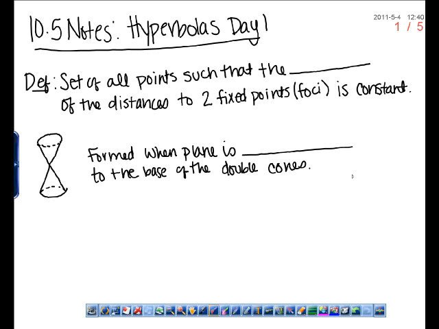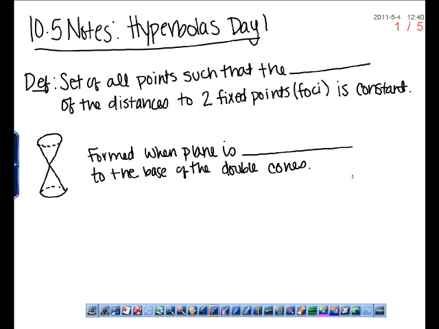Okay, so a hyperbola. Remind me what we knew about hyperbolas after that first day. Well, what's something that sets it apart from the other conic sections? There's two pieces, right? One on the left, one on the right, or one on top and one on bottom. So a hyperbola has two different pieces. Let's define the hyperbola geometrically, and then we'll look at the equations and start talking about it algebraically.